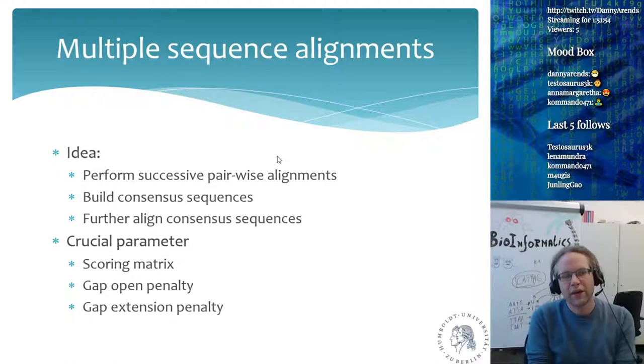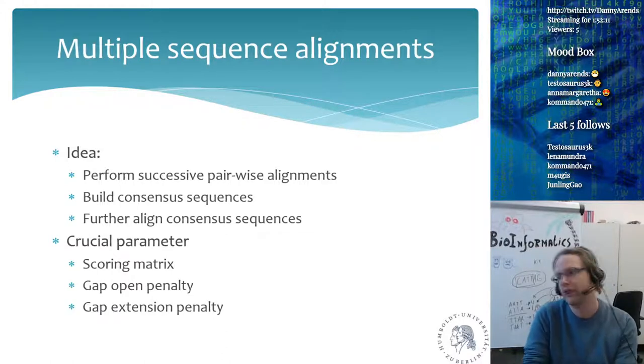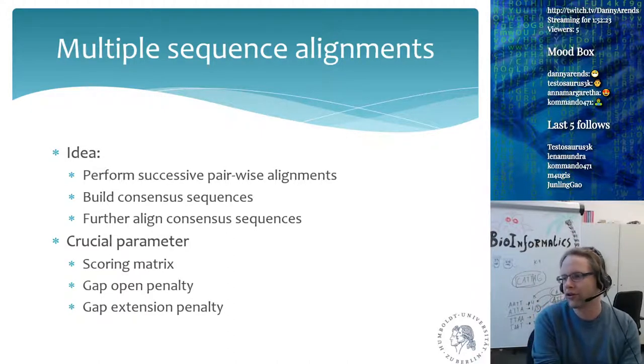And so the idea behind multiple sequence alignment is that you have to perform successive pairwise alignment. So you take sequence one, pairwise align to sequence two, pairwise align to sequence three, pairwise align to sequence four, take sequence two, pairwise align to sequence three, pairwise align to sequence four, take sequence three, pairwise align to sequence four, right? So you do all possible alignments. And then from this, you want to build a consensus sequence, and then you use this consensus sequence to align the other sequences that you have.